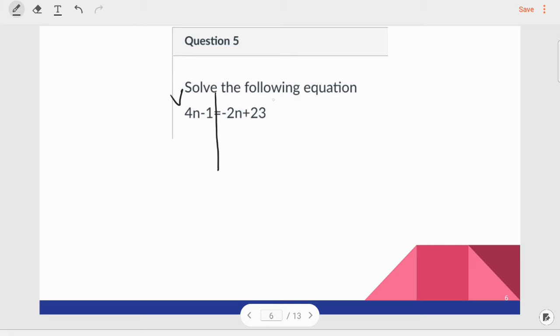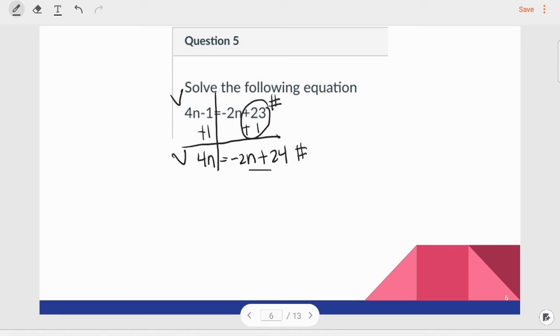I notice that 4n is bigger than -2n. And since this is my variable side, I'm going to add 1 and get rid of my constant, so plus 1. I am left with 4n is equal to -2n. Combine those two terms, and I get positive 24. Continuing, if this is my variable side and this is my number side, I'm going to remove 24.